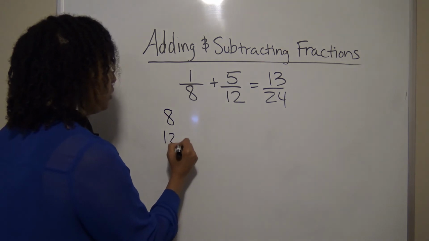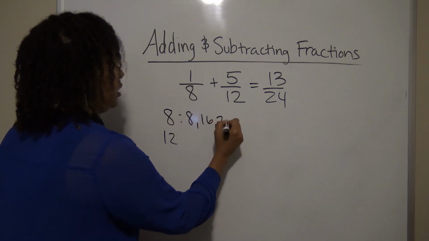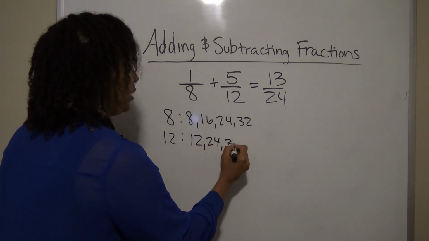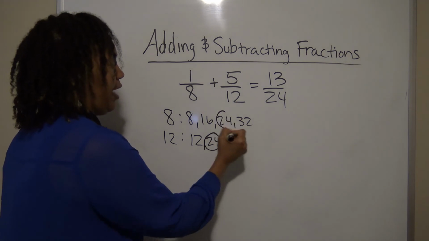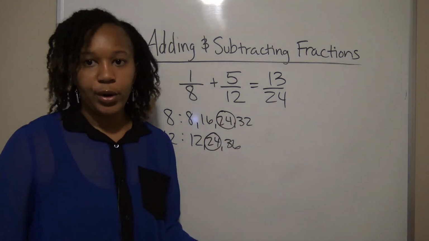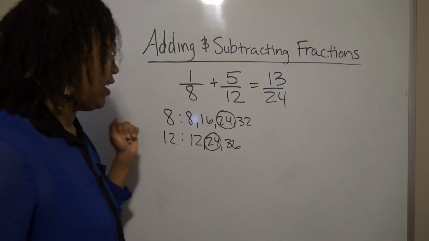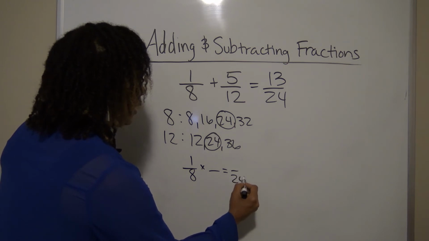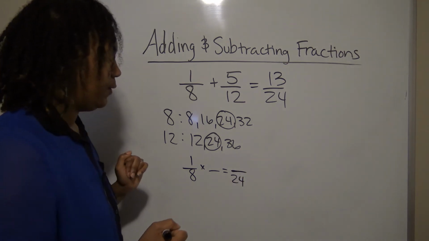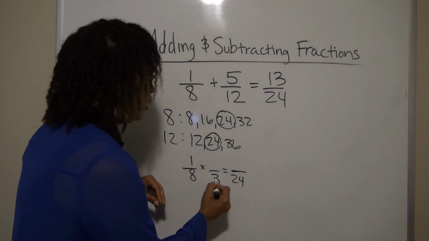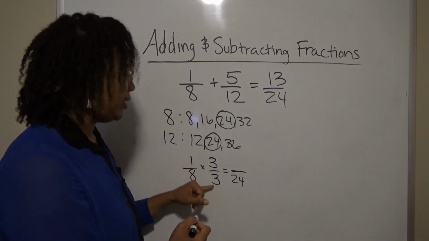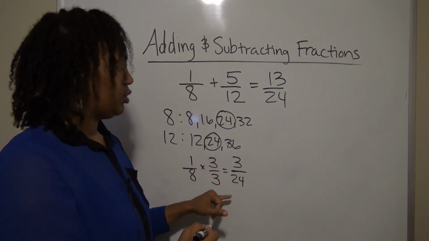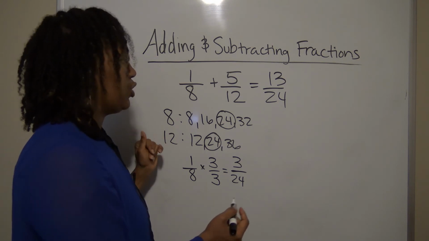I have to look at multiples of 8: 8, 16, 24, 32. Look at multiples of 12: 12, 24, 36. I already see the smallest one they have in common, which is 24. So now I need to make both of these fractions have a denominator of 24. If I start with 1/8, I ask myself, 8 times what will give me 24? Well, 8 times 3 will give me 24. Whatever I multiply the denominator by, I also have to multiply the numerator by. So that becomes 1 times 3, which is 3. So 1/8 is equivalent to 3 over 24.